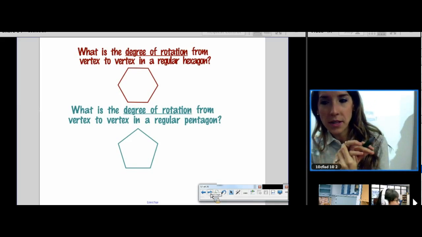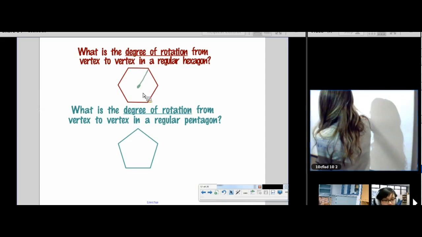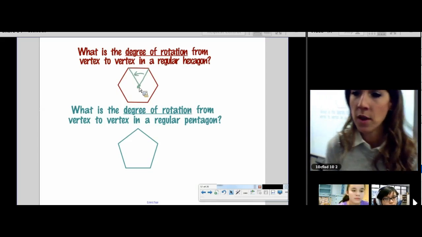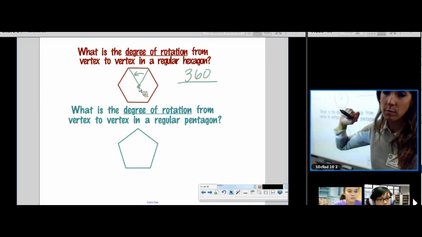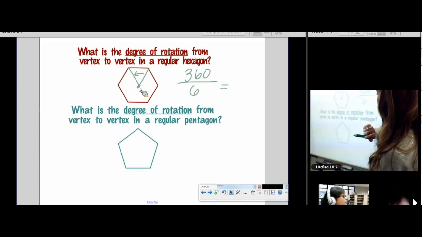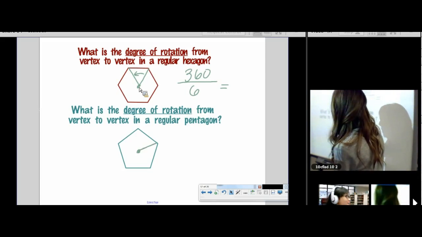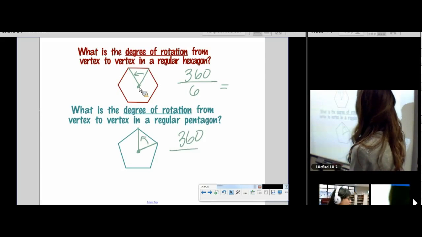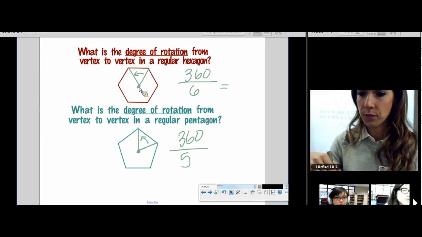What's the degree of rotation from vertex to vertex in a regular hexagon? So if I wanted to rotate from here to here, how many degrees would I rotate? So we're always taking 360 and we're dividing it by how many parts we have. What's the degree of rotation in a regular pentagon? It's the same thing. We're going to take 360. How much do I travel? We're just going to divide it by the number of sides, the number of angles. So 60 and 72. Good?